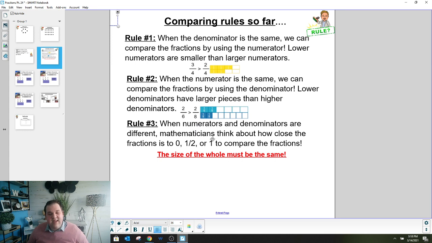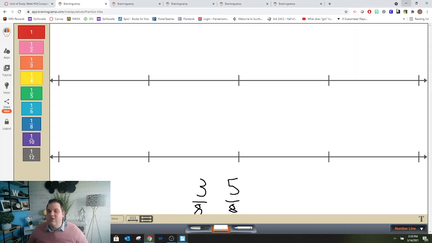But sometimes numerators and denominators are different from each other. And when that's the case, we have to think about how close the fraction is to 0, 1/2, or 1 to be able to compare those fractions. So I thought we would do a couple together before you get to practice on your own later in this rotation. So here I've got 3/8 and 5/8. I want you to enter into Playposit which fraction you think is larger, 3/8 or 5/8? And then we'll check together on this number line.